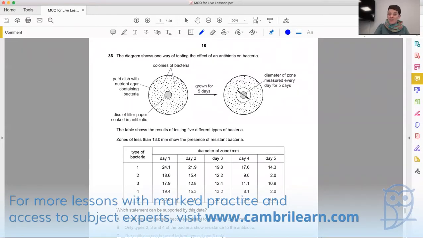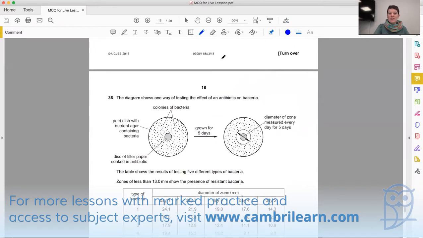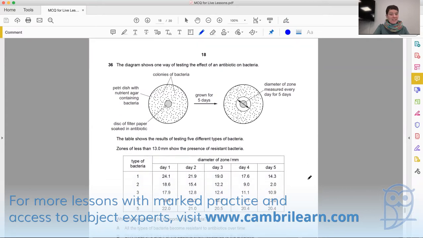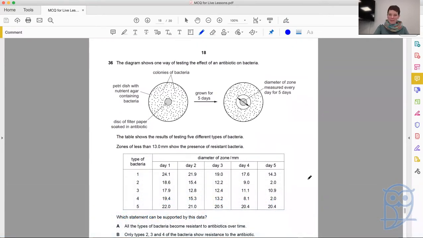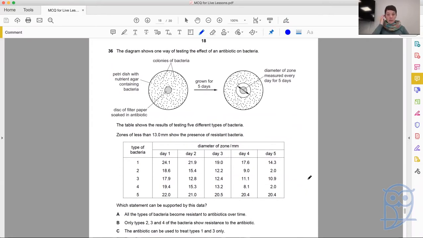So this is the last installment for the May-June 2018 paper 11. We are on question 36, and there's only 40 questions in the paper, so we should be able to finish them in this lesson. So question 36, we've got a whole lot of information, so we need to read very carefully. The diagram shows one way of testing the effect of an antibiotic on bacteria.